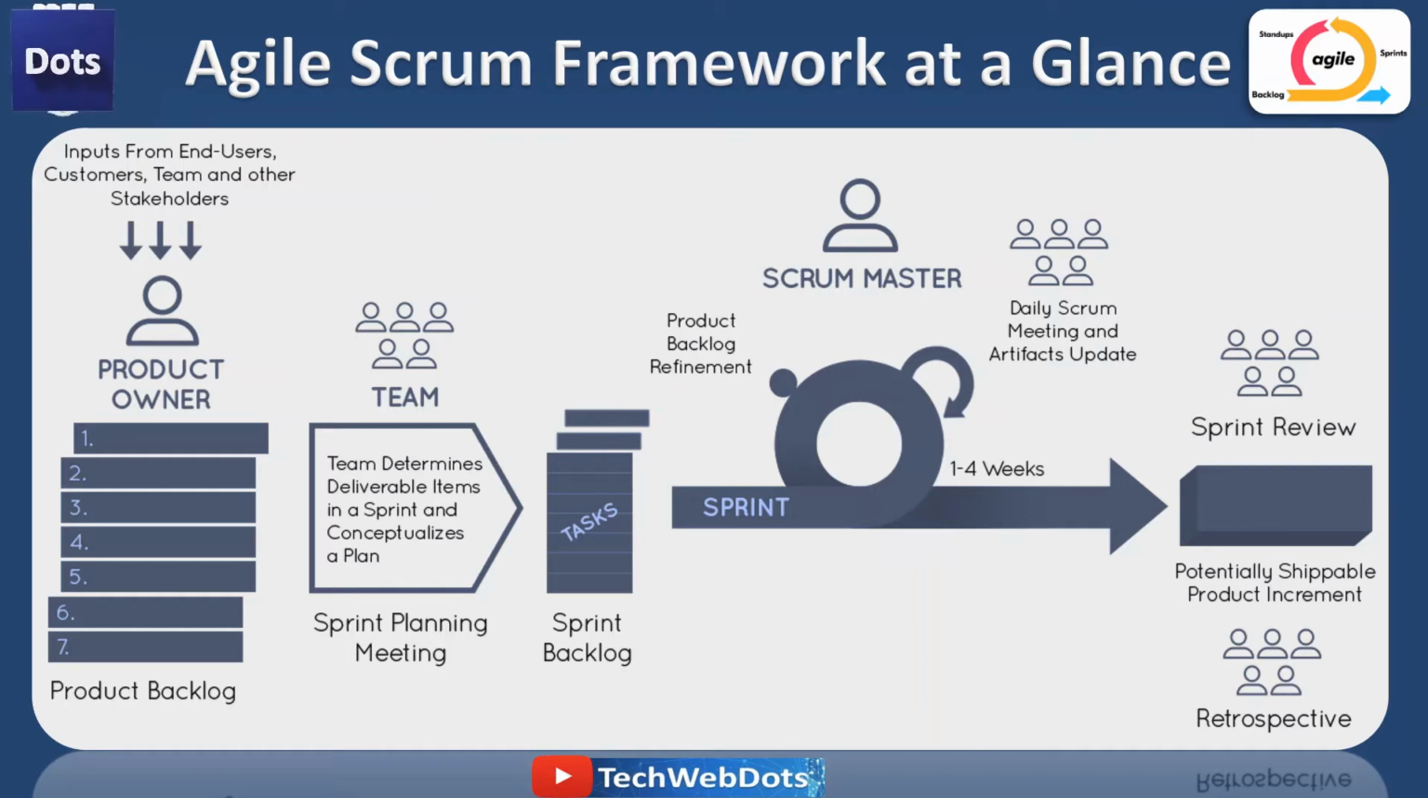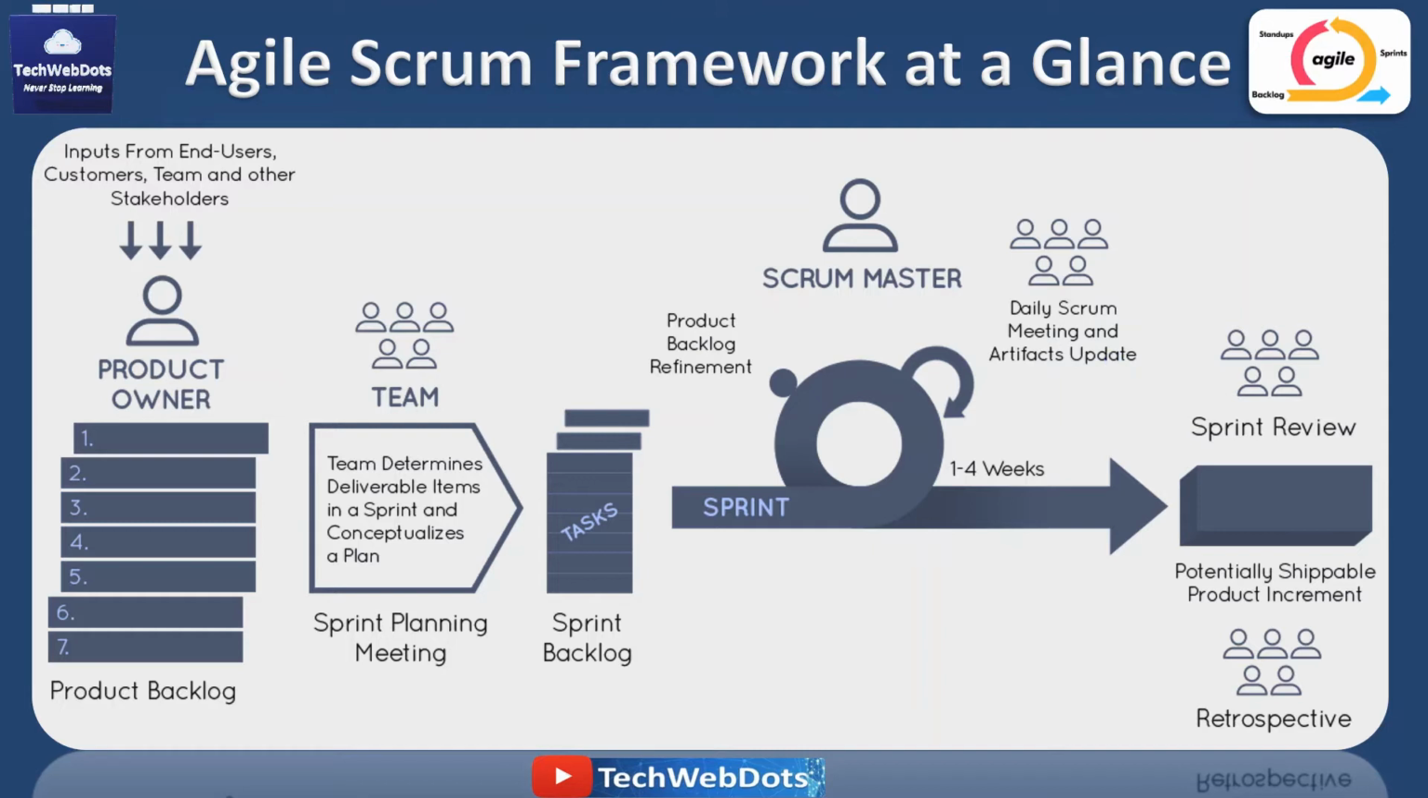And let's suppose we decide a few features to develop within a week or 2 weeks, because a sprint can be 1 to 4 weeks long. In that sprint we will see there is a product backlog refinement. There will be a Scrum Master who will specially monitor how the team is working, if there are any obstacles faced by the team, and he will definitely help you to proceed. And daily Scrum meeting and artifact update.